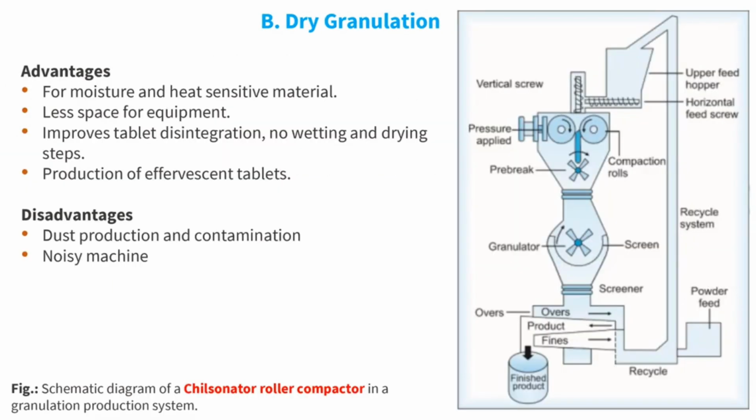B. Dry granulation. Advantages: for moisture and heat sensitive material, less space for equipment, improves tablet disintegration, no wetting and drying steps, production of effervescent tablets. Disadvantages: dust production and contamination, noisy machine. Figure: schematic diagram of a Chilsonator roller compactor in a granulation production system.